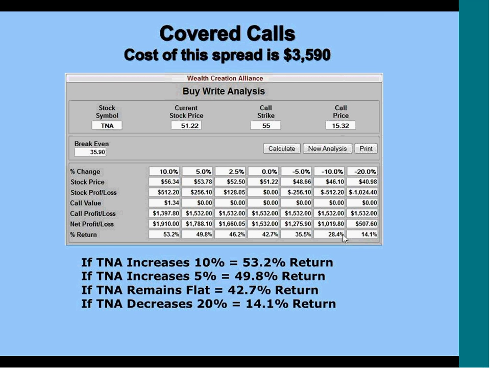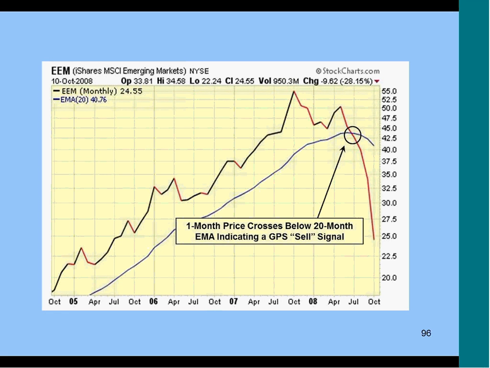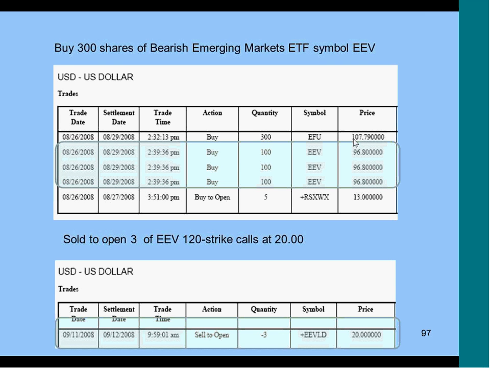And I'm going to just quickly go through an example of a bearish covered call trade. This was on the emerging market index, and again we can see the 1 month price drop below the 20-month EMA right here. So now this market is bearish. So I took a covered call trade, and the way I did that is I bought 300 shares of the emerging market short ETF, symbol EEV, at 96.80. So this brokerage statement shows the purchase of 300 shares at 96.80.